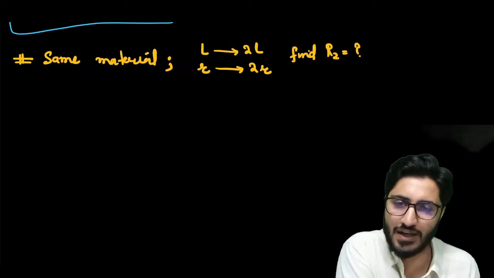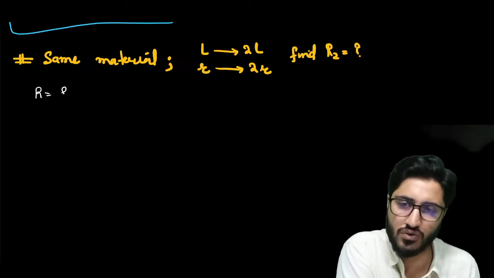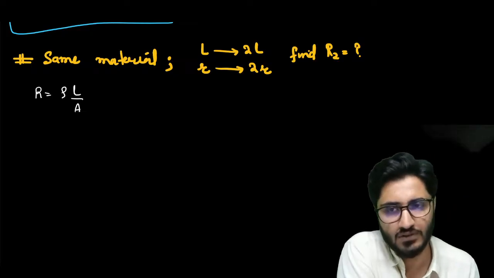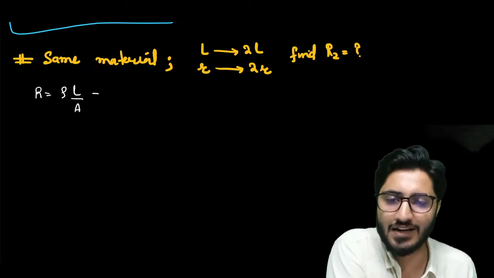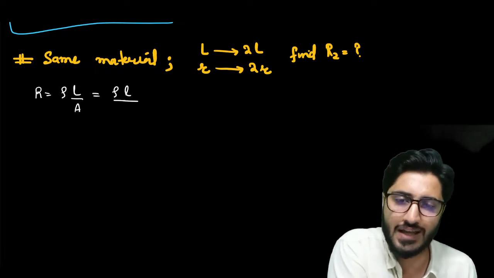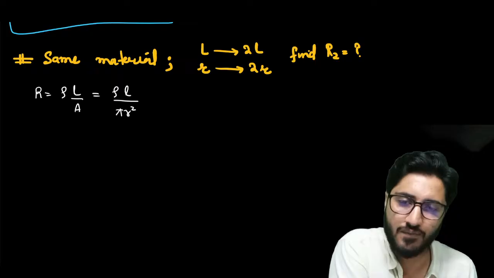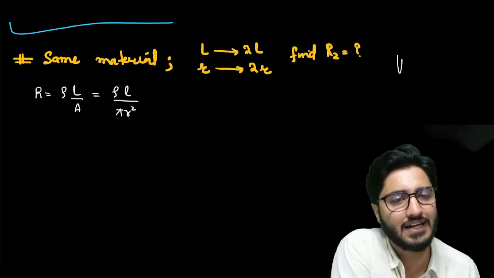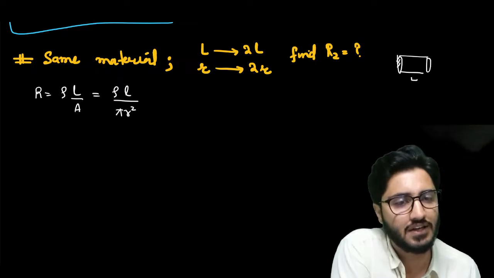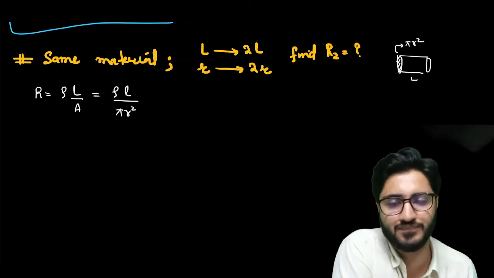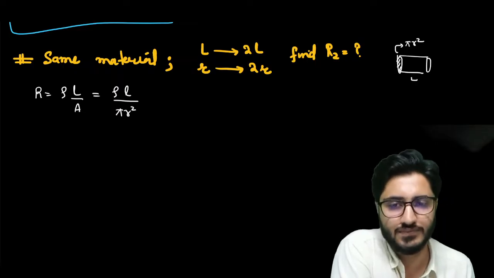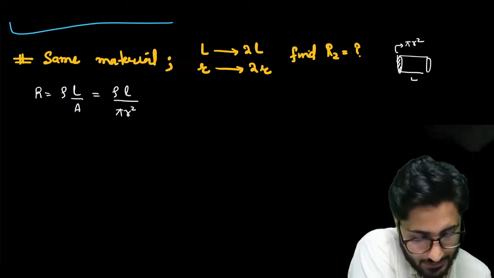Look now, R equals rho L by A. Done. Now, can I write it as rho L by A? What is A? A is pi R square, the area of the conductor. My conductor is cylindrical, right? Length is L, and this area is a circle, so it is pi R square.